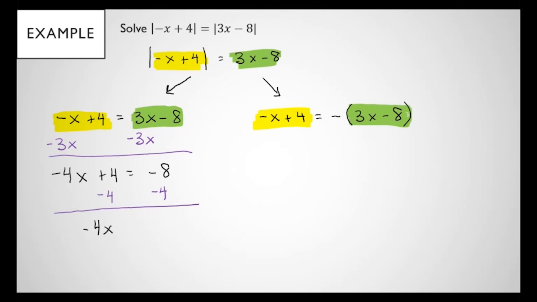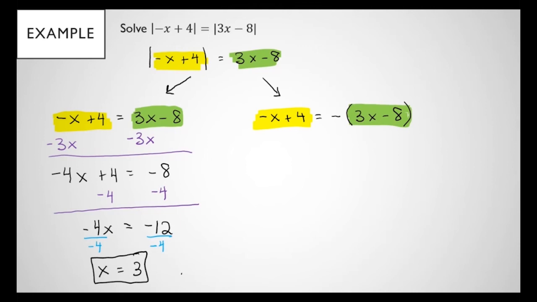So I'm left with negative 4x, the 4 minus 4 is 0, and then negative 8 minus 4 is negative 12. So now I have a negative 4 times x, so I need to divide by negative 4. So a negative 4 divided by negative 4 is a positive 1, so that's 1x, so I just have x. And then negative 12 divided by negative 4 is a positive 3. So I have x equals 3.